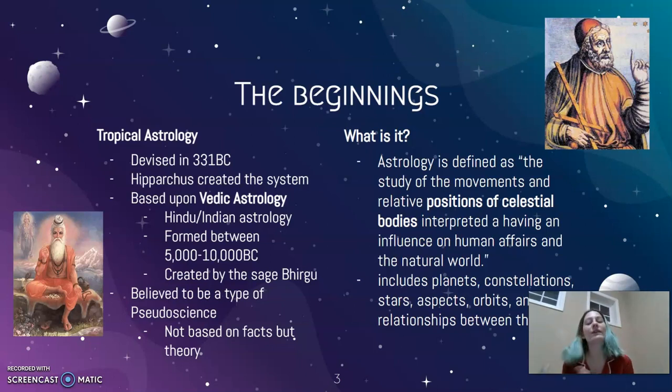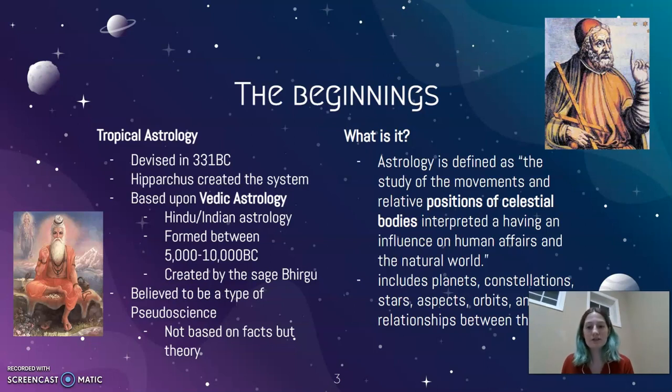But I might quiz you on who made it and what the definition is. But let me start. So, tropical astrology. It was devised in 331 BC, so a really long time ago. Hippocrates created the system. He's this Greek astrologer. It actually took a while for him to name it and begin with the whole Aries, Gemini, blah, blah, blah.